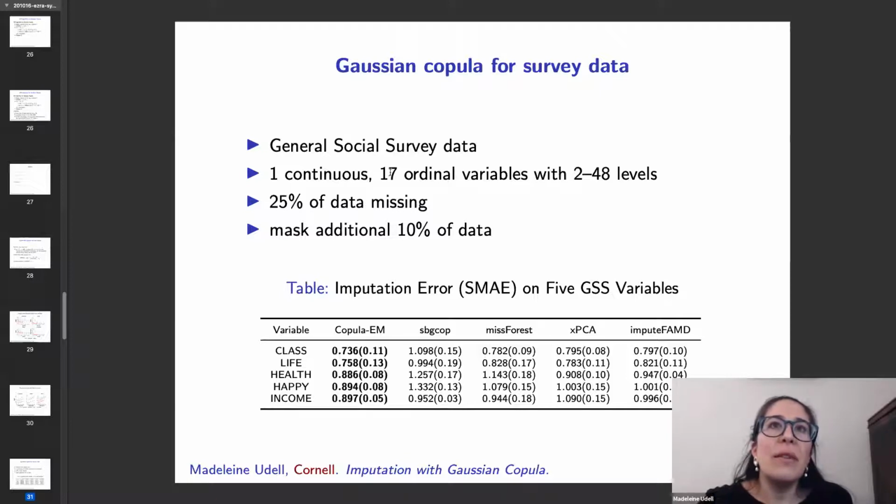So we selected 18 questions total from this data set that had between 2 and 48 levels, so they were all ordinal. 25% of the data was missing, and we masked an additional 10% so we could evaluate the error of our imputations. So what we found is, again, compared to a wide variety of other methods, the Copula EM method is outperforming, sometimes substantially, in imputing these missing values, and doing much better than median imputation.